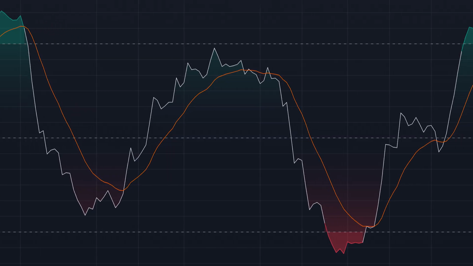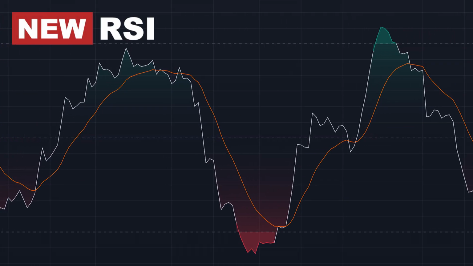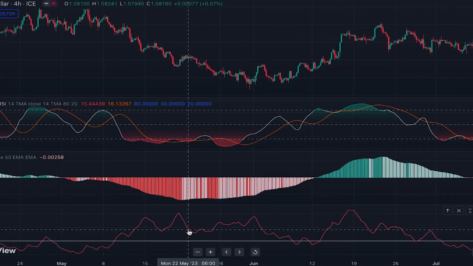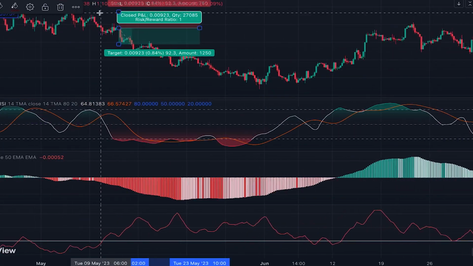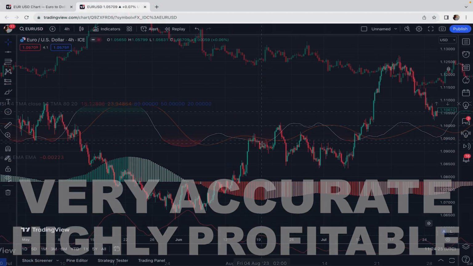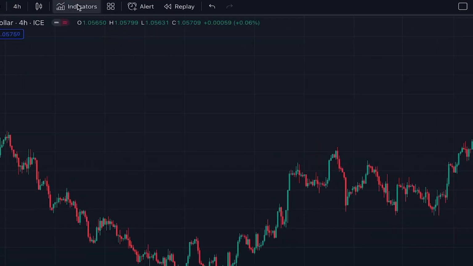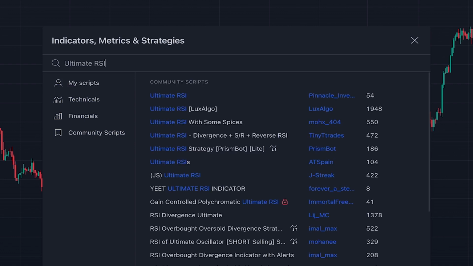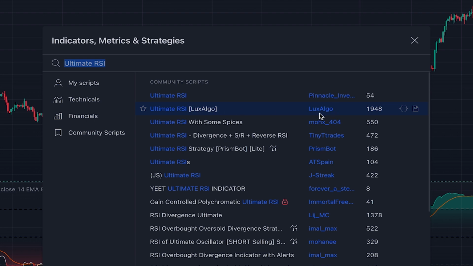In today's video, I want to introduce a new version of RSI which performs incredibly well, and then I will teach you a trading strategy based on this new RSI that is very accurate and highly profitable. To add this amazing RSI to our chart, here we click on indicators and we search ultimate RSI. This one, we add this one, which is a free indicator from Lux Algo.